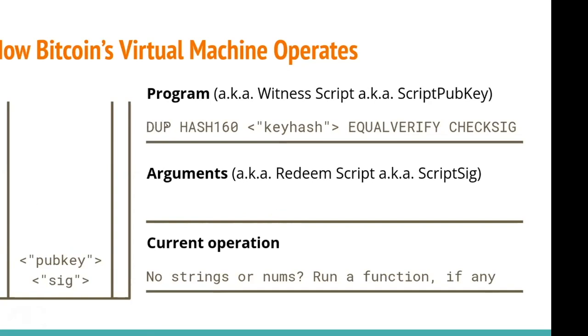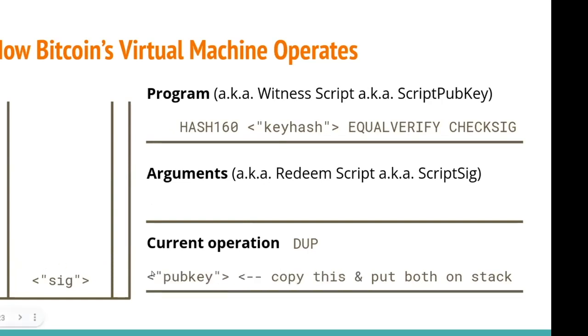There's a dupe function. So the next operation the virtual machine does, if there are no strings or numbers here or here, is run a function, if any. It finds a function called dupe and puts dupe into the current operation. What does dupe do? Dupe takes one element from the stack, that's the pub key in this case. It copies that and puts both copies onto the stack.